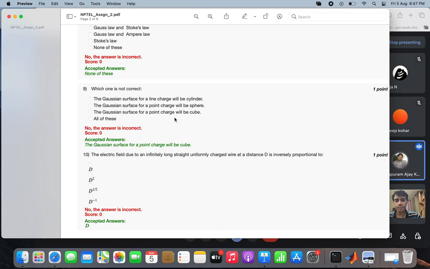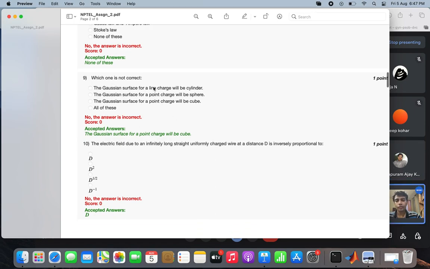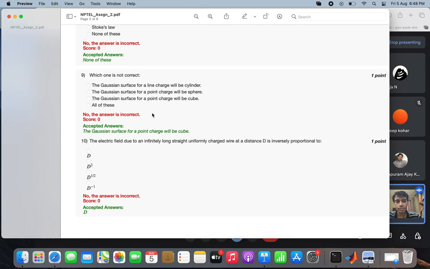So technically speaking, all of these cases are actually valid Gaussian surfaces. Now the question is, while solving a problem, what kind of Gaussian surface will you take? You will take a Gaussian surface that matches the symmetry of the problem, in order to find the solution in the easiest way, right?